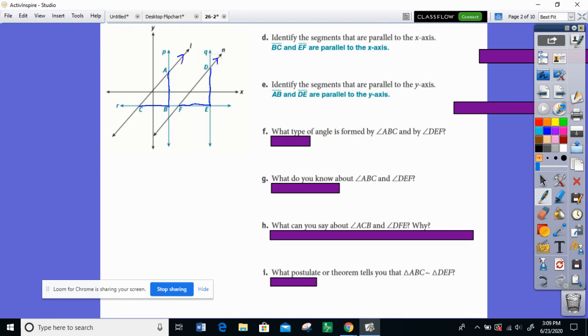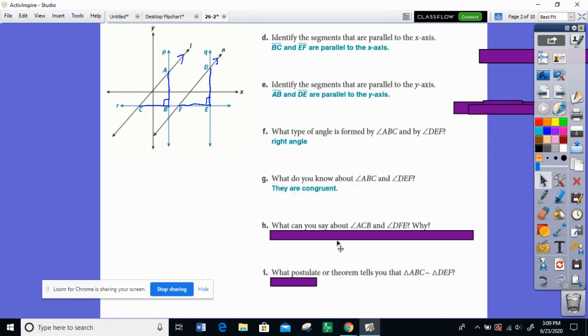And remember, we know that lines L and N are parallel. So if we have a vertical segment intersecting a horizontal segment at angle ABC, we know that that gives us a right angle. Same thing at angle DEF. Segment DE is vertical, segment EF is horizontal. So that gives us two right angles. And what do we know about two right angles? Any two angles that are both right angles have to be congruent to each other.